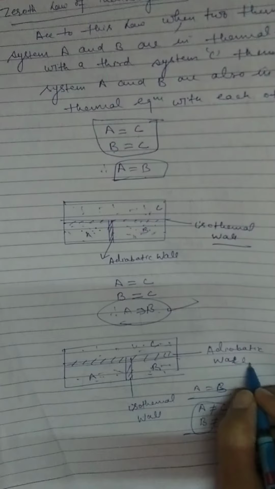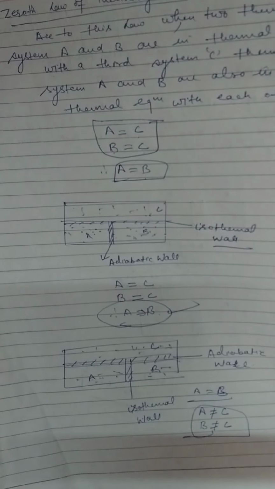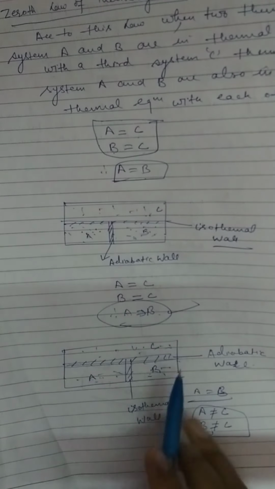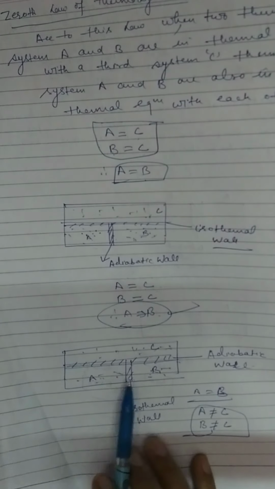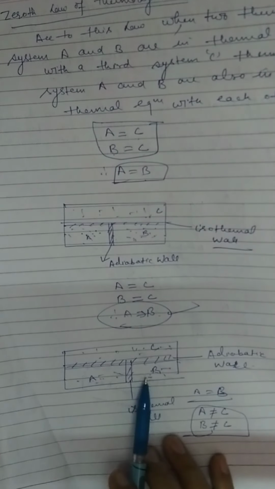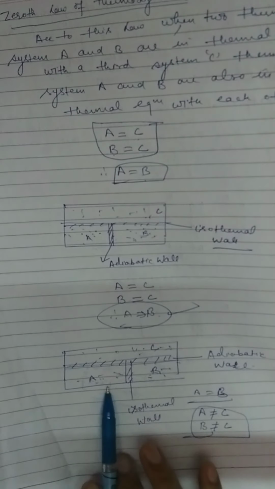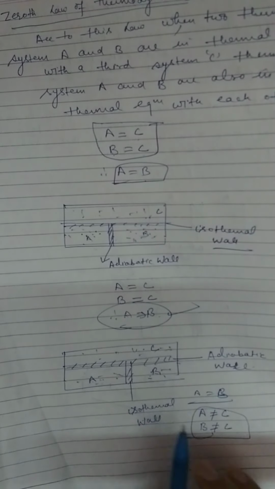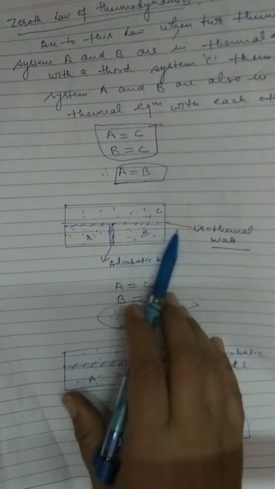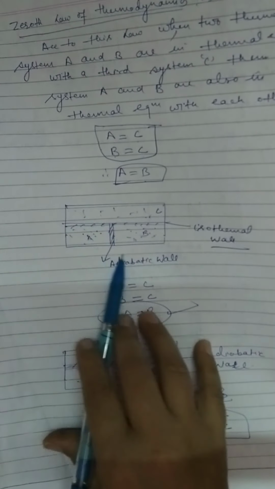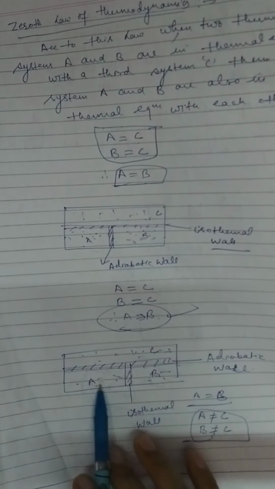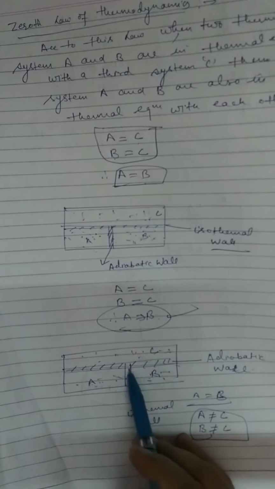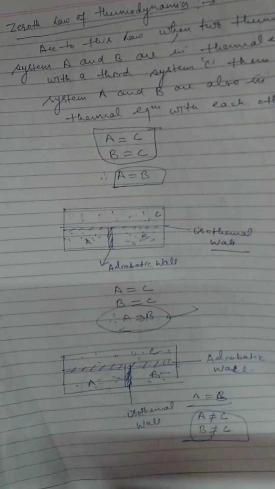Adiabatic wall. How are they connected? Through an adiabatic wall. Now the heat can transfer from A to B, because heat always travels from higher temperature to lower temperature. Is it clear, students? So through an isothermal wall, these three are in thermal equilibrium. But through this adiabatic wall, only A and B are in thermal equilibrium because they are connected through an isothermal wall.